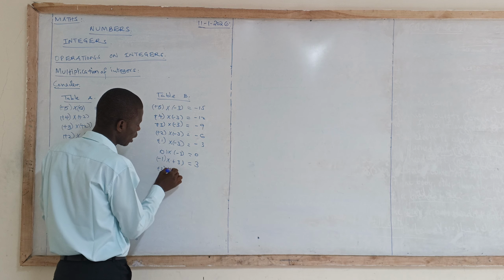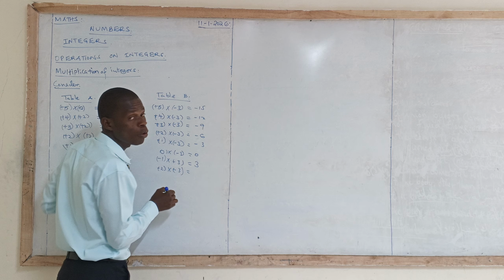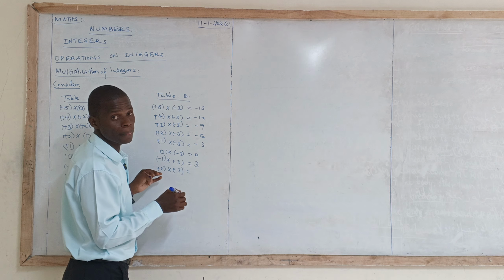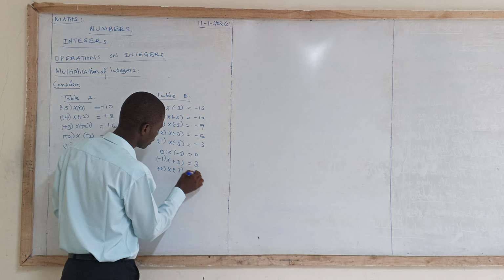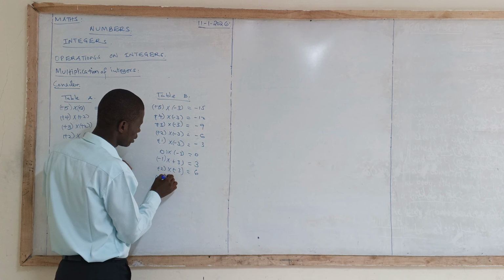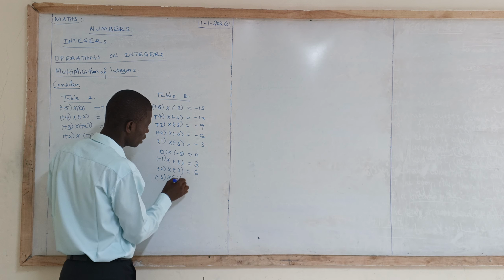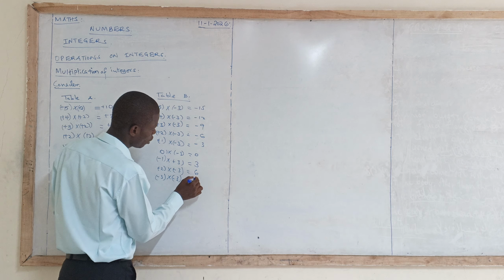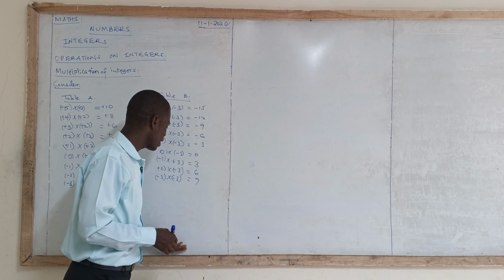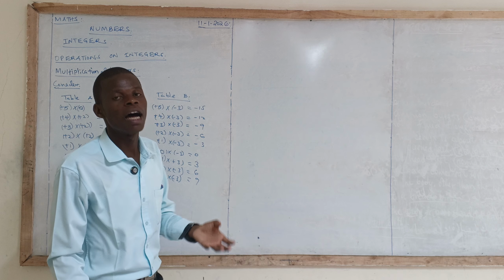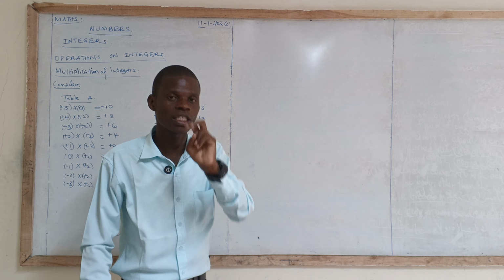Negative 2 times negative 3, that is now, what do you have? Good. So we have positive 6. Negative 3 times negative 3, what do you have? This is now positive 9. So we don't need to go to negative 100 times 3 to prove a point. We have seen two things happening here.